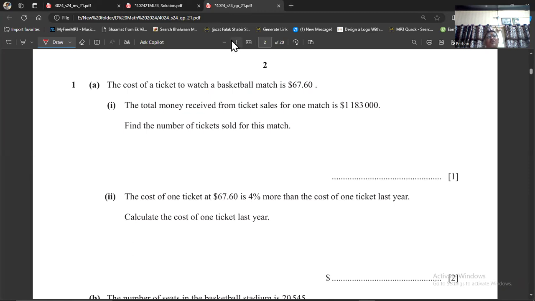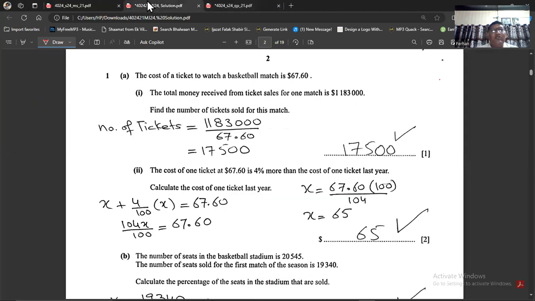It says the cost of a ticket to watch a basketball match is $67.60. Its first part is the total money received from the ticket sales for one match is $1,183,000. Find the number of the tickets sold for this match. So this much is the revenue. This is the cost of the one ticket. You will divide the total revenue by the cost of the one ticket. You will be able to find out the total number of the tickets.